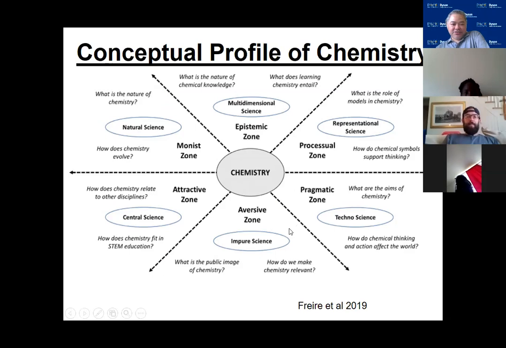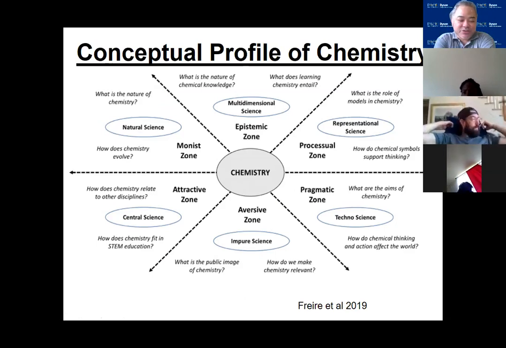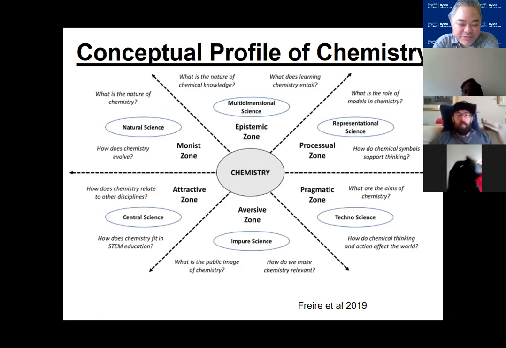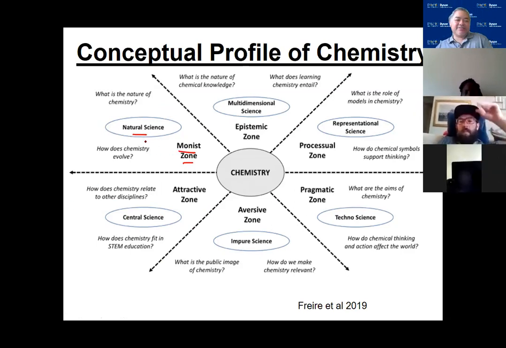Okay, so you have the monist zone, epistemic zone, processual zone, pragmatic zone, aversive zone, and attractive zone. So what does this mean? Each of the zones has a different concept of chemistry. So for instance, if we go to this what we call monist zone, it treats chemistry as a natural science. So the question that can be asked in this zone is, what is the nature of chemistry?